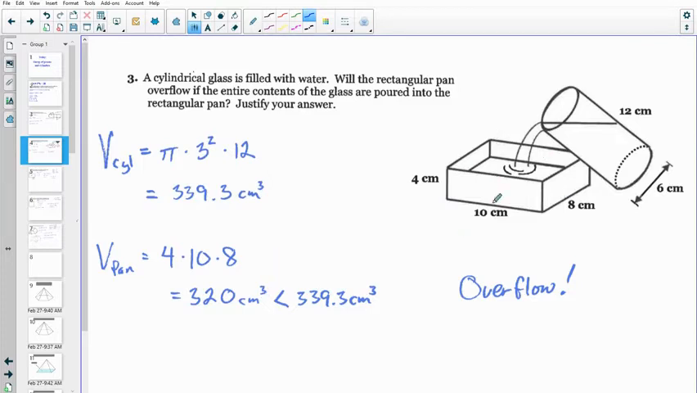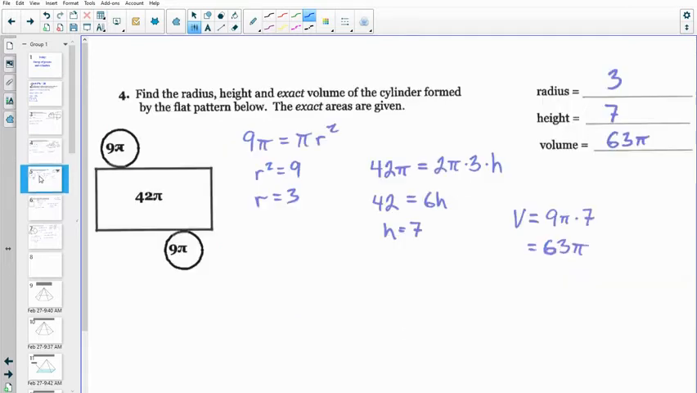Since the volume of the pan is less than the volume of the cylinder, we'll have a little bit of overflow. Looks like about 20 cubic centimeters are going to flow out of that thing. There we go. Question number 4 is another cylinder question. They want the radius, height, and volume of this cylinder.